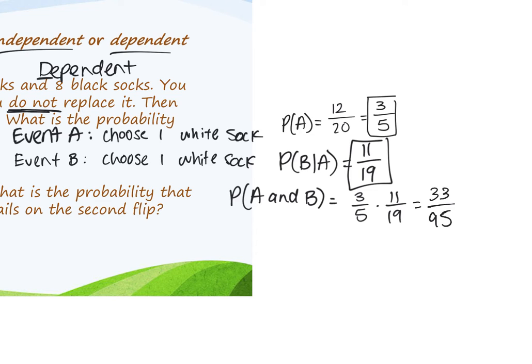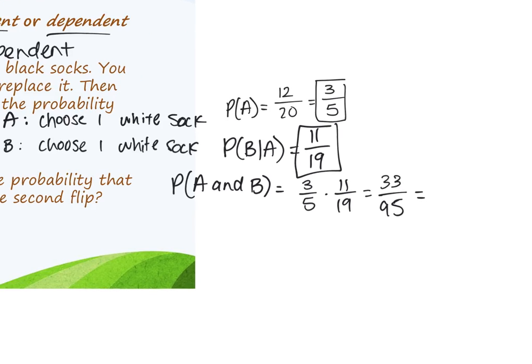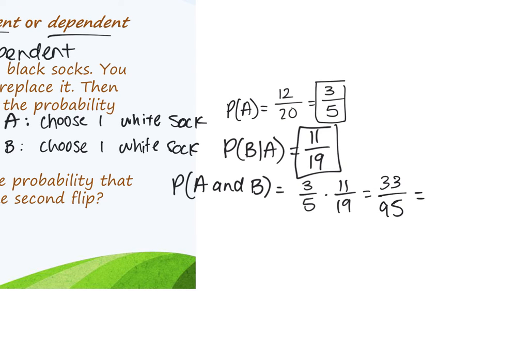We can leave it like this because this is a simplified fraction. How else could we write it? Remember, it just says what is the probability. It doesn't say we have to list it as a percentage or anything. Zoe? A decimal? Did you plug it into your calculator? Yeah. What'd you get? 0.347. Very good.